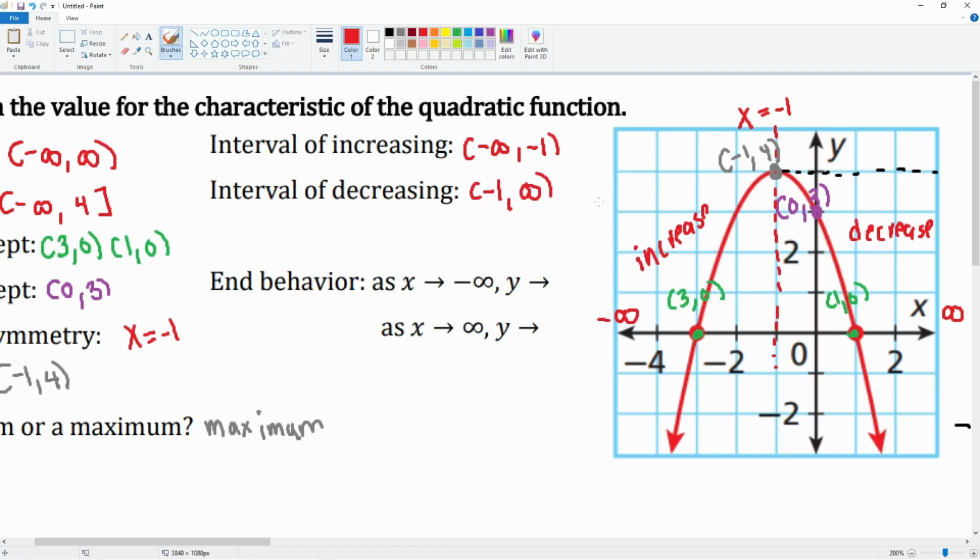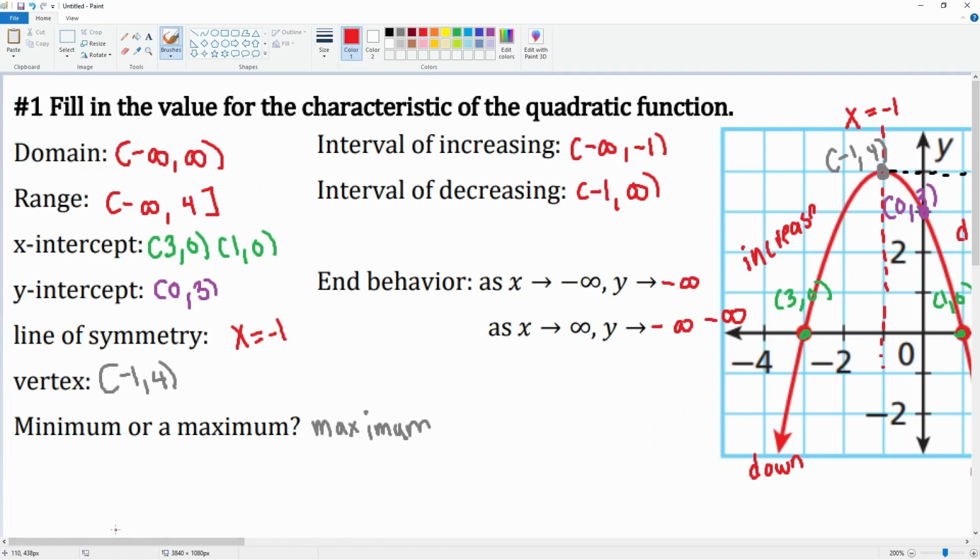Okay. Next, we look at the end behavior. The left arm is pointing down, so the y is going towards negative infinity, and the right arm is also pointing down, which just means it's also pointing towards negative infinity. So there you go. These are the characteristics for this quadratic function.